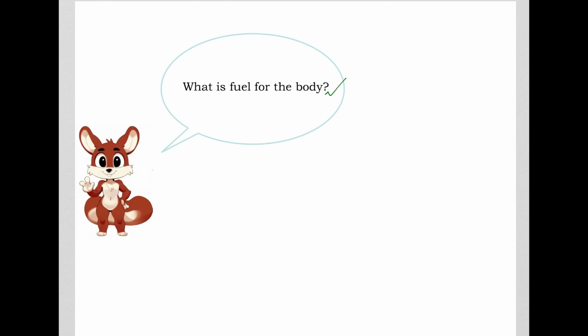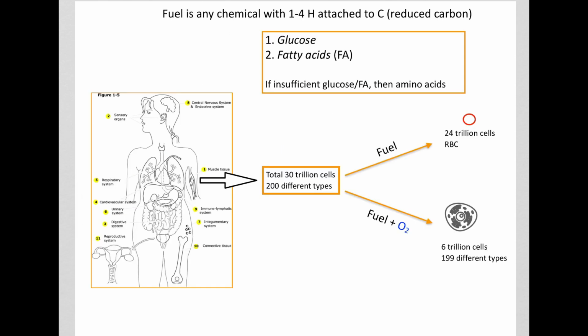So what is fuel for the body? Fuel is any chemical where you have 1 to 4 hydrogens attached to carbon in the chemical. We call this reduced carbon in chemistry. The two most important fuels for the human body are, one, the most important of all, glucose, and number two, the fatty acids. Now, if glucose and/or fatty acid is insufficient, only then will we use amino acids as a major form of fuel.